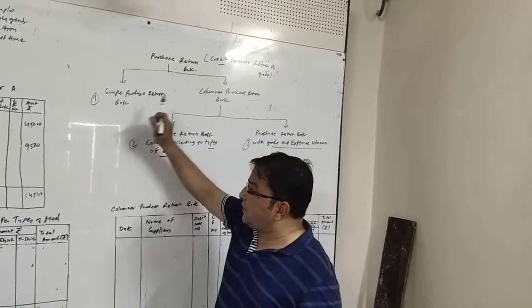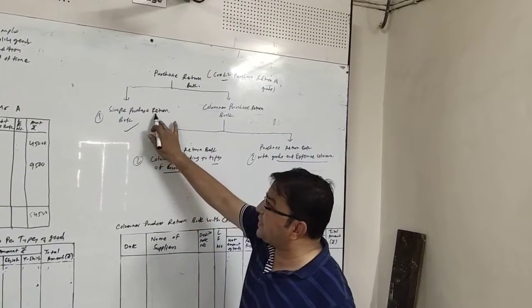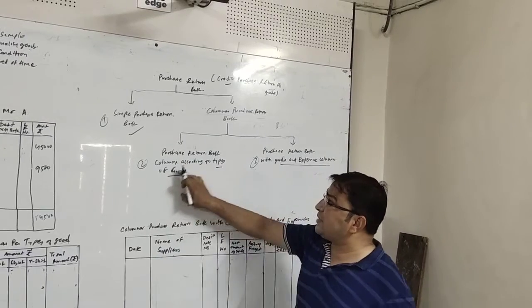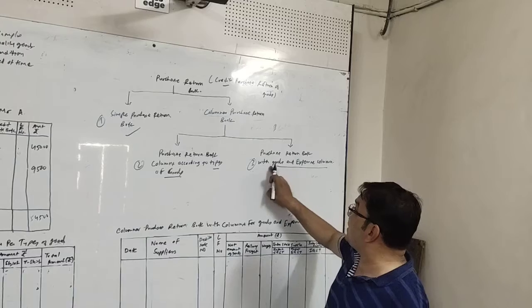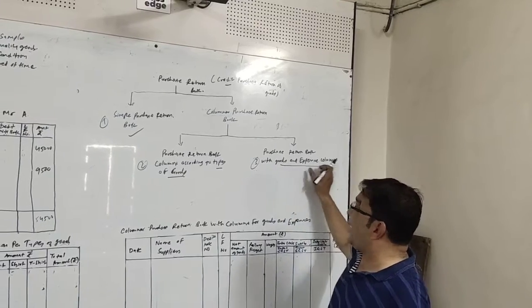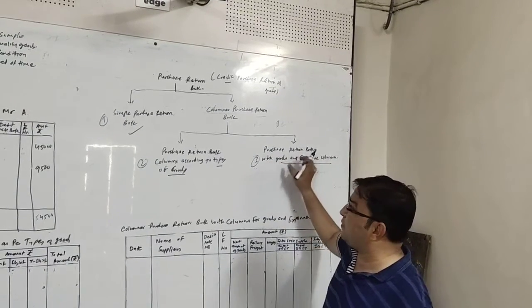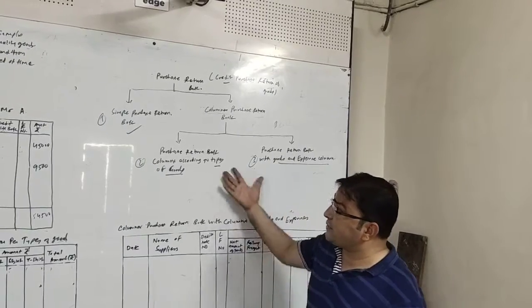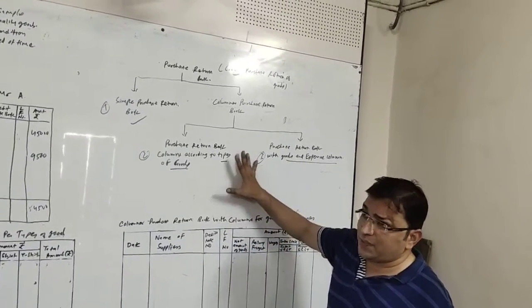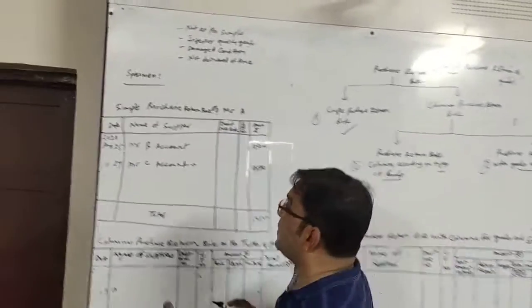Right? Three types of book: simple purchase return book, columnar purchase return book according to types of goods, and purchase return book with the goods and expense column. Okay, let us see the specimen of all.